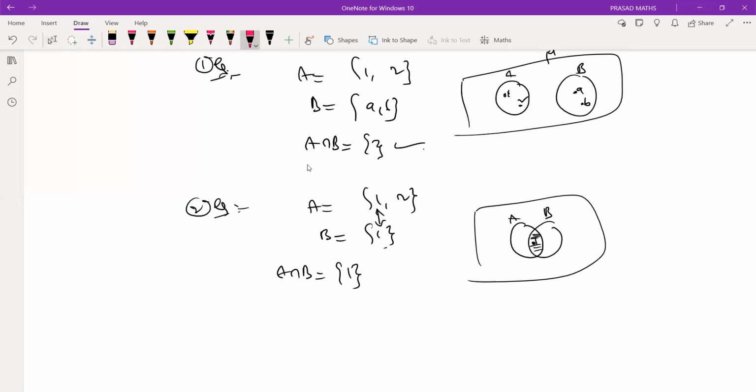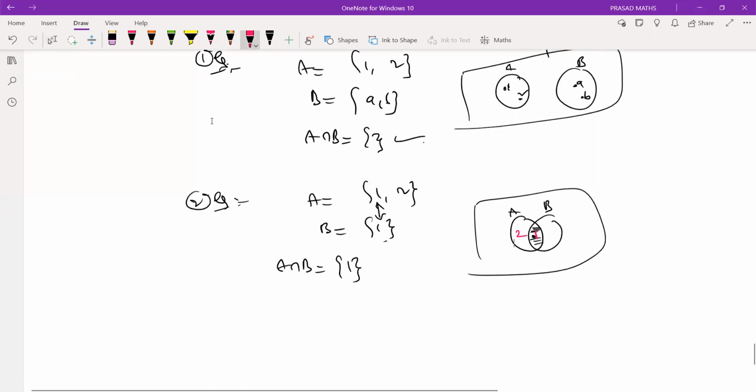First you fix one element in the common region. And A contains two elements, 1 and 2, so you fix 2 in A. And this is my B. B as it is, B contains 1. So this is my Venn diagram for A intersection B. Next is disjoint sets.